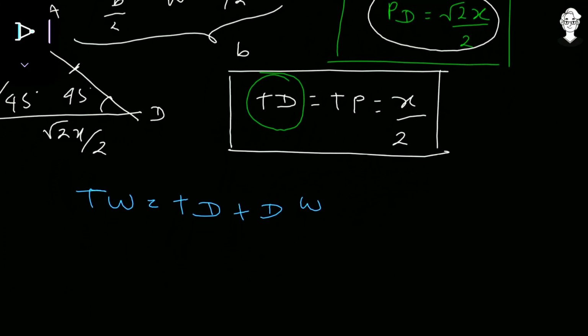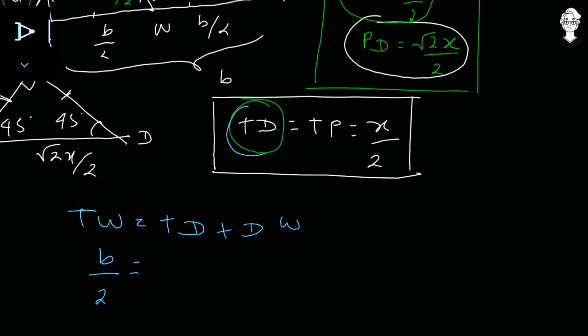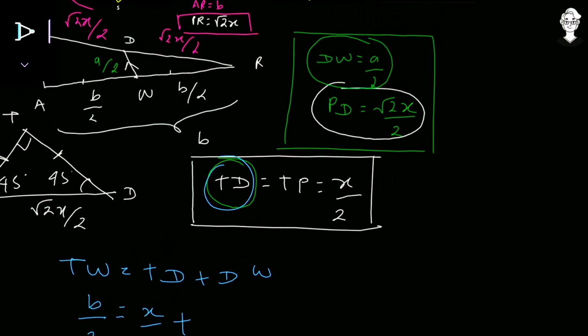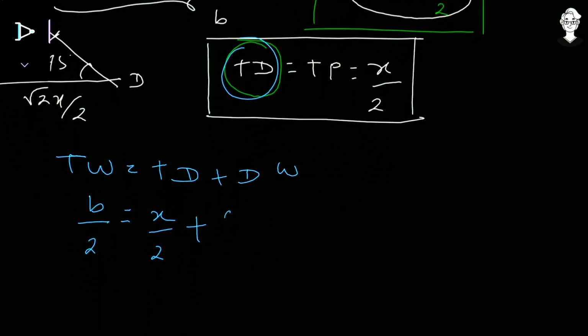So radius is going to be half the length of diameter, that's b by 2, that is equal to TD. TD has a value of x by 2 plus DW, which has a value of a by 2. So the 2 and 2 got cancelled out. From here I get a very nice relation between these three variables, that is b is equal to x plus a.